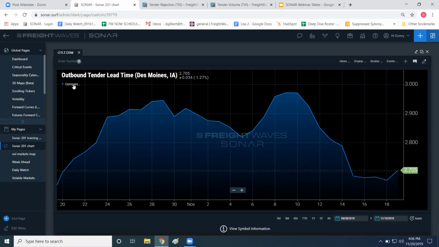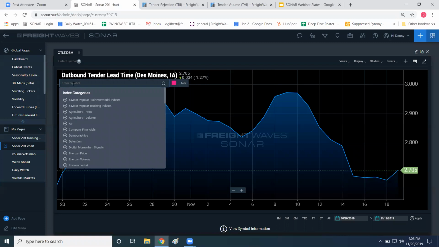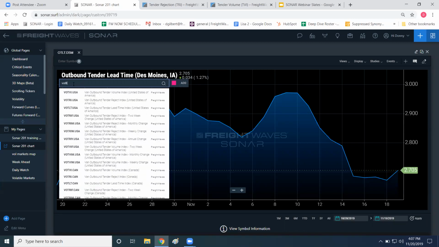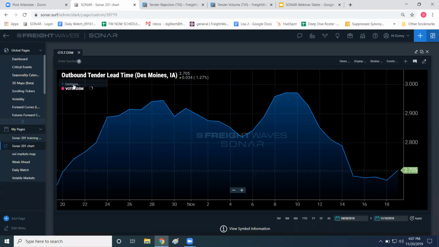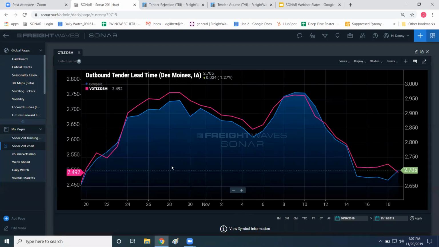We can also break tender lead times down by dry van or reefer. So I want to bring this up and look at VOTLT.DSM. And you'll see here for dry van, it peaked again around the beginning of the second week of November, and it's been trending down, and it's down to 2.49 days. So it's right around or just below the U.S. average for tender lead times.